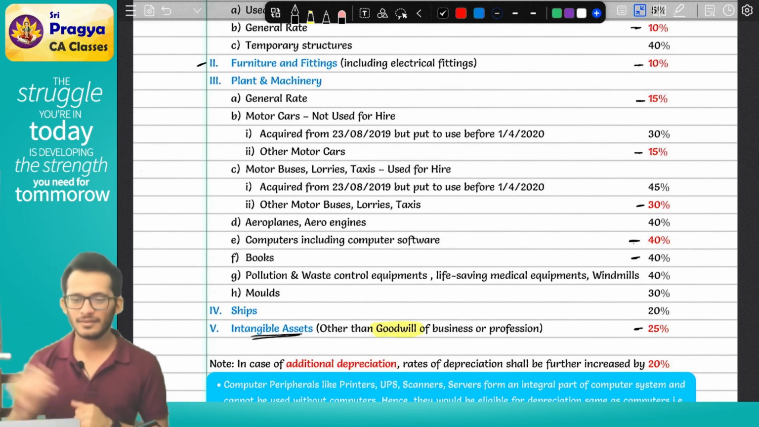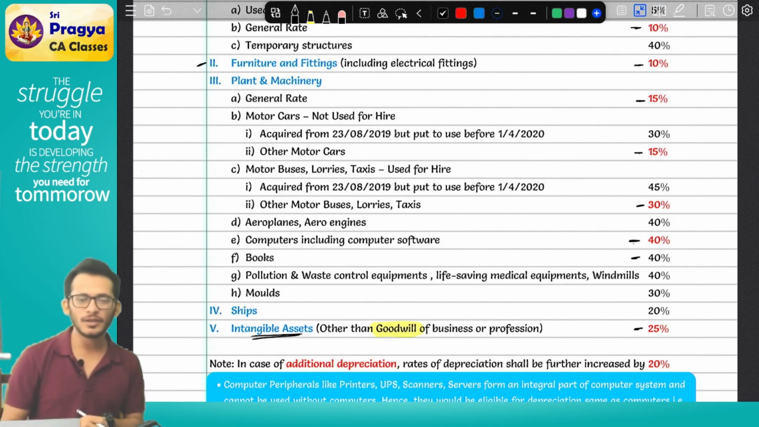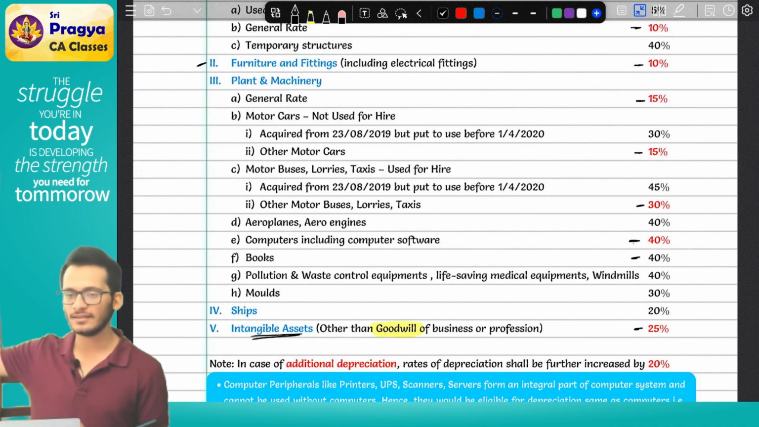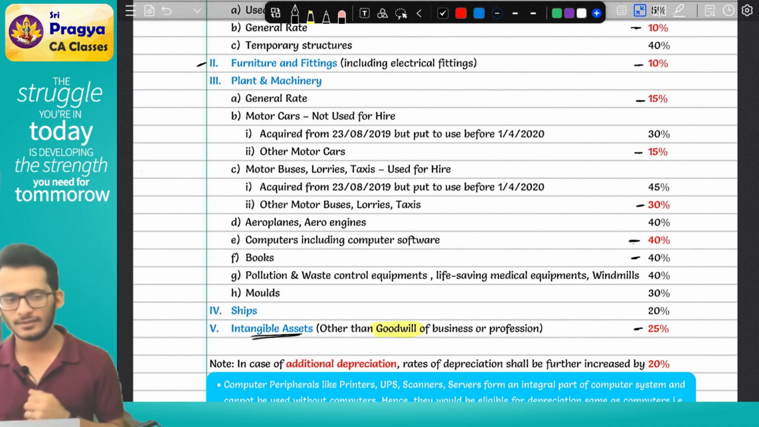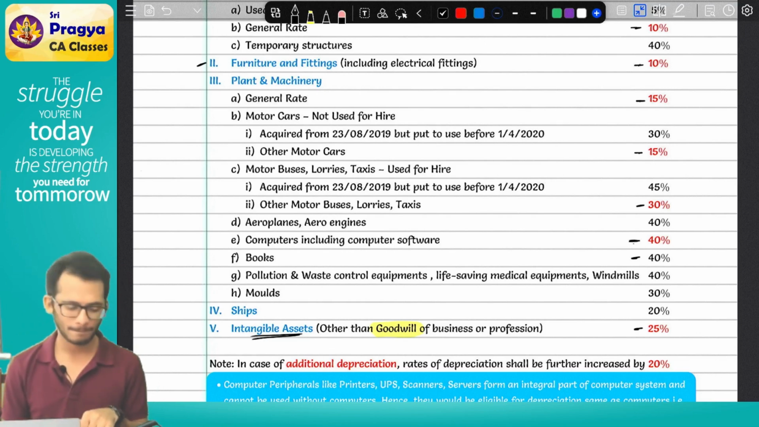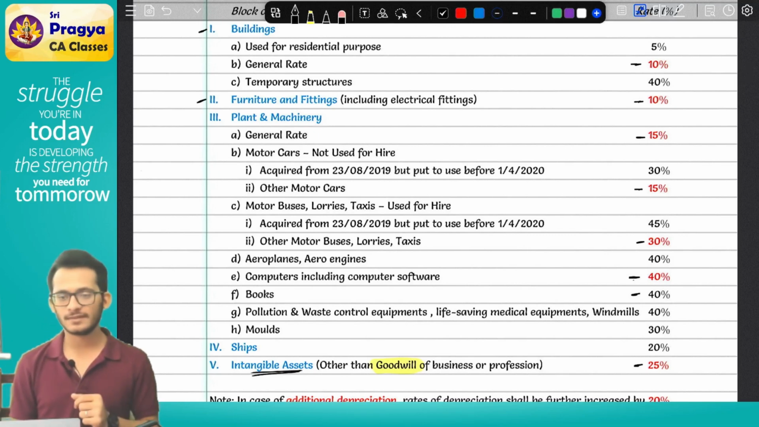Now these are the rates, but these look very general. I'm going to give you certain illustrations. You tell me what it will get classified into. Yes or no? Item number 1, chair: furniture and fittings. Yes.